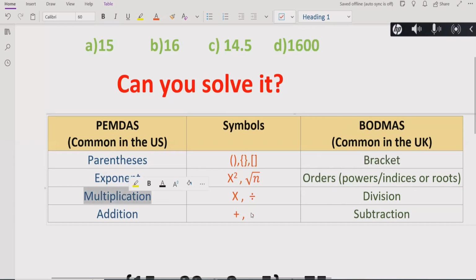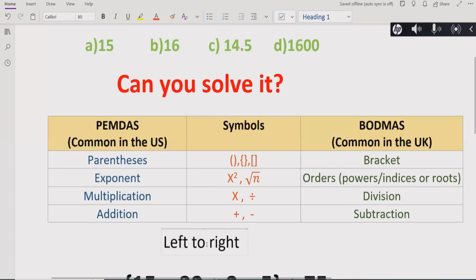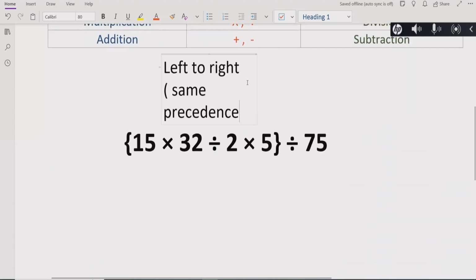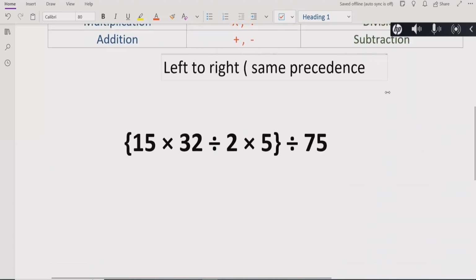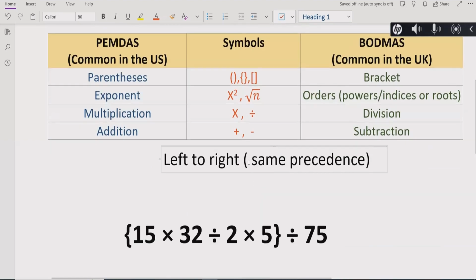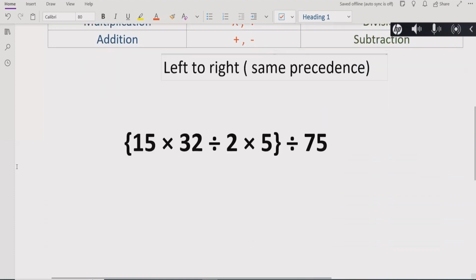And also we have multiplication and division. They both have the same precedence if you are going left to right. Similarly, addition and subtraction also have the same precedence if you are going left to right. So now we will solve this expression using the BODMAS and PEMDAS method. So let's start the topic.